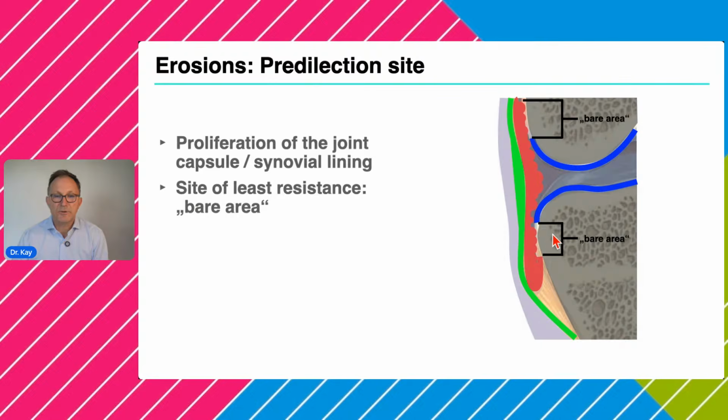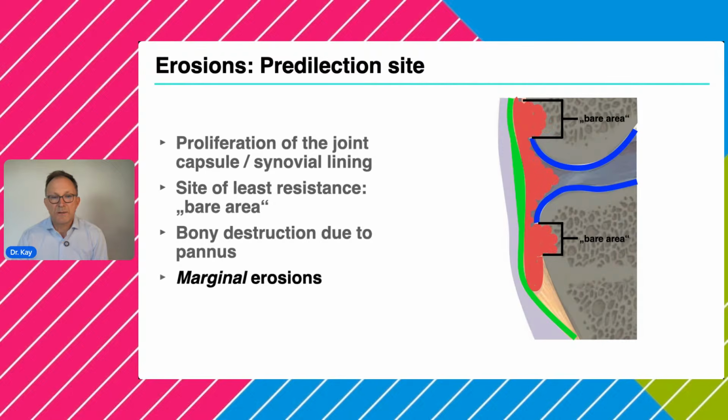And this pannus goes into the joint and is especially prone to go in at the edges of the joint, at the bare areas where we don't have cartilage coverage of the bone and the joint capsule is not yet attached. Here we only have a thin layer of periosteum, so it's very easy for the pannus to grow into this area and lead to bone destruction. This bone destruction we call marginal erosions because they are at the sides of the bone. So these erosions at the edges of the joint, and pannus is the reason.